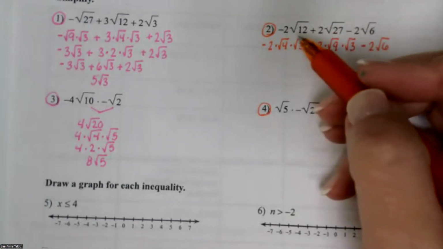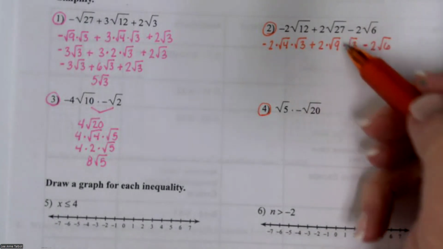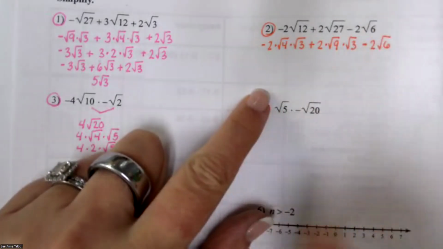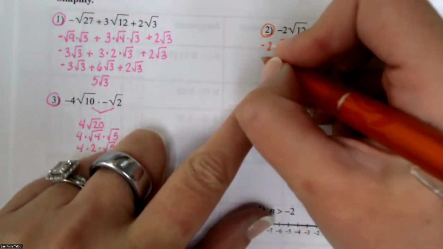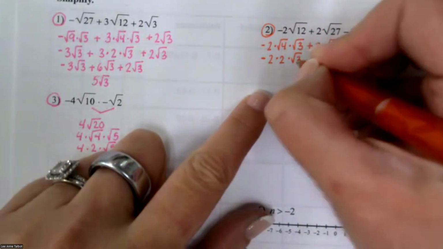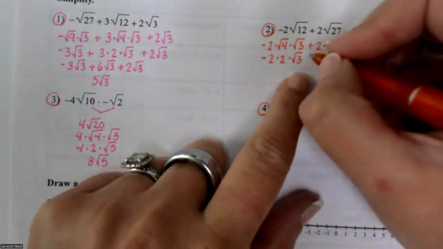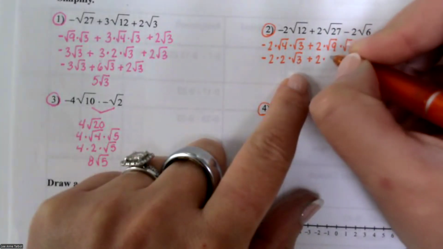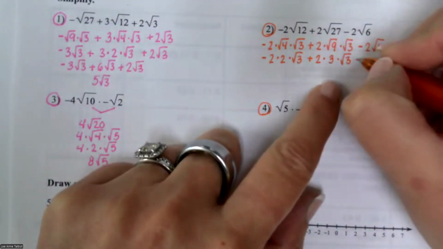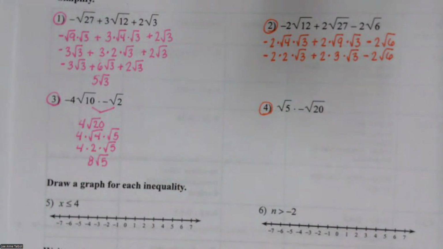So at the first step, I split 12 into 4 and 3, and I split 27 into 9 and 3. Okay, now I'm going to take the square roots that I can. So -2 times 2 times square root 3, plus 2 times 3 times square root 3, minus 2 square root 6.